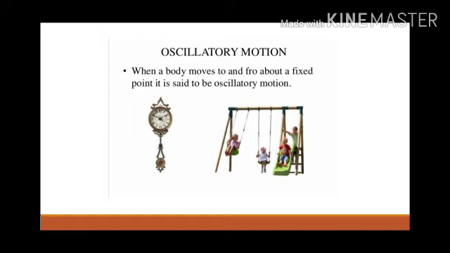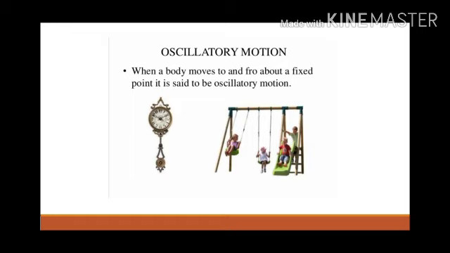Now let's try to understand the next type, that is oscillatory motion, with the help of an activity which you all can experiment at home. You tie a stone to one end of a string. Now hold the string in one hand and let the stone hang from it. The moment you let it go, you will notice the to and fro motion of the stone about its mean position. So this movement of the stone about its mean position is known as oscillatory motion.